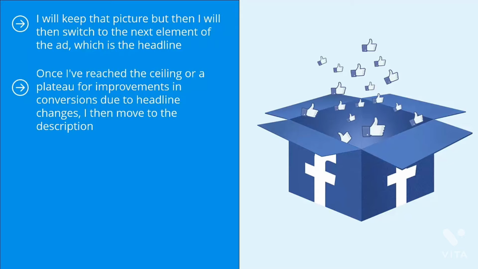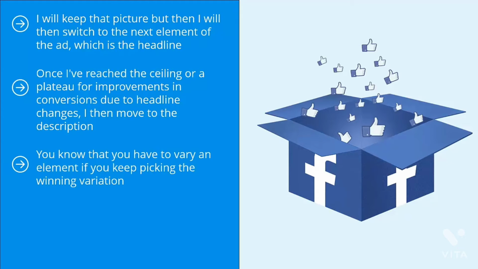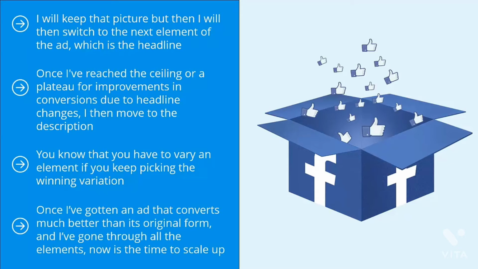Do you see how this works? You know that you have to vary an element if you keep picking the winning variation. You do this with small tests until the whole ad is optimized. After all elements have been optimized, scale up your ad buy. Once I've gotten an ad that converts much better than its original form, and I've gone through all the elements, now is the time to scale up. This is where I pour quite a large amount of cash into my Facebook ad campaign to boost traffic.